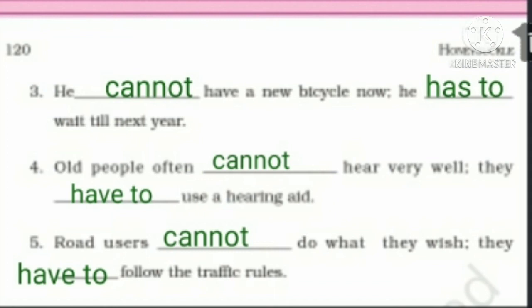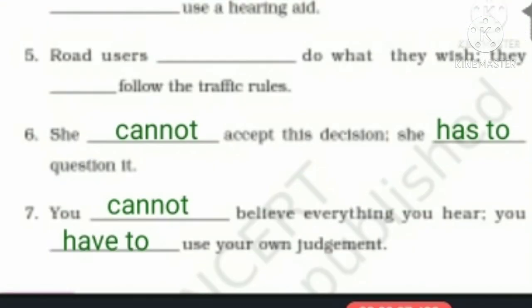Fourth, old people often cannot hear very well. They have to use a hearing aid. Fifth, road users cannot do what they wish. They have to follow the traffic rules. Sixth, she cannot accept this decision. She has to question it. Seventh, you cannot believe everything you hear. You have to use your own judgment.